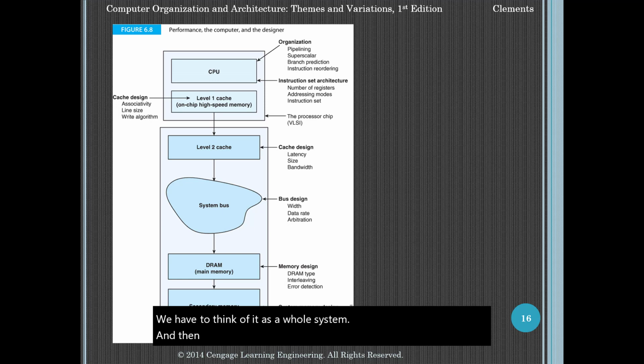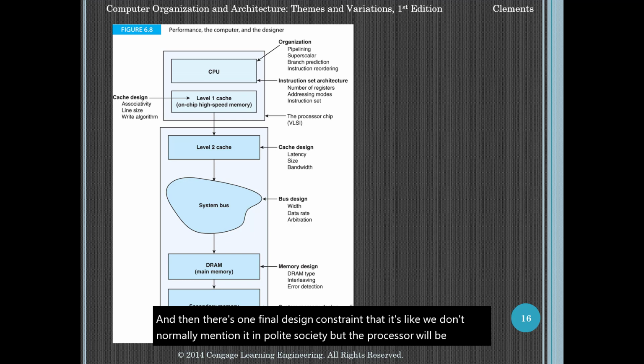And then there's one final design constraint that we don't normally mention in polite society: the processor will be interfaced to a bus or memory that could be covered by a patent. And so if you make the wrong design decision, here's Mr. Intel's lawyer, knock, knock, knock, clutching a patent, who now maybe wants some money. And so it's definitely something we have to consider.